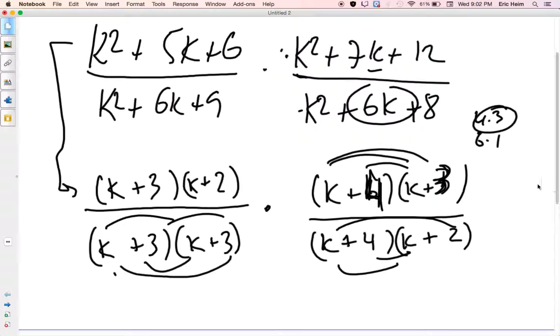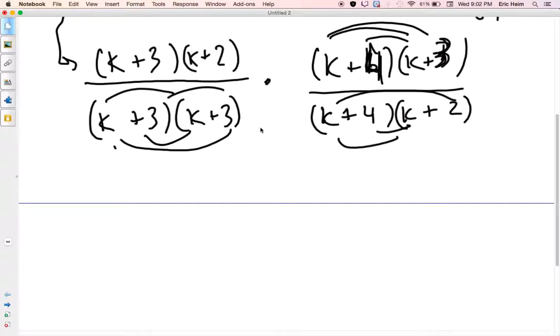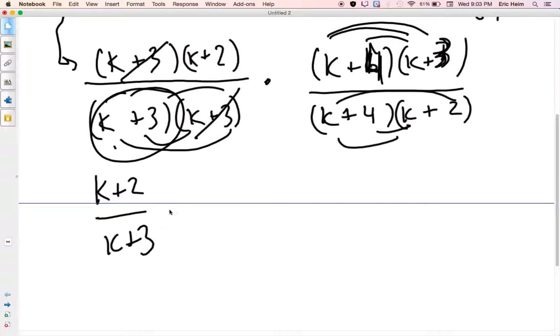So now we are going to go ahead and cancel some of this. K plus 3 cancels k plus 3. So we are left with k plus 2 on top and an extra k plus 3 on the bottom, multiplied by, here the k plus 4 cancels, and we have k plus 3 on top divided by k plus 2 on the bottom.